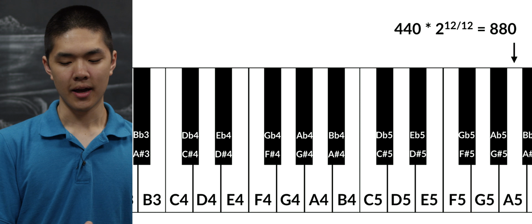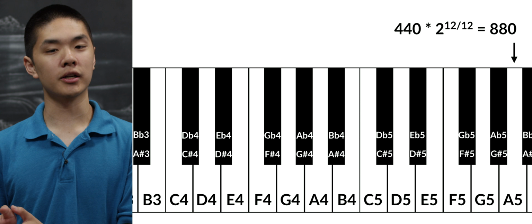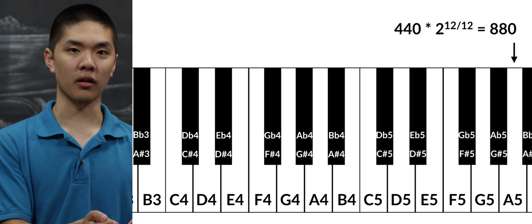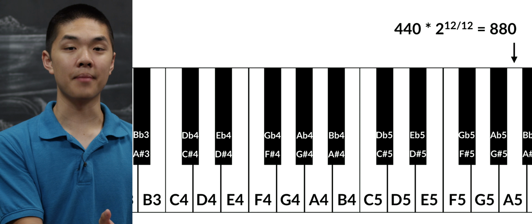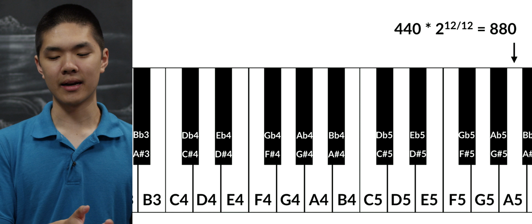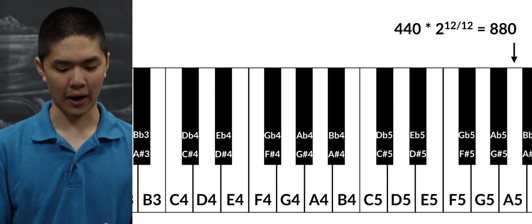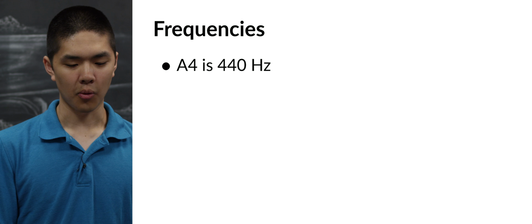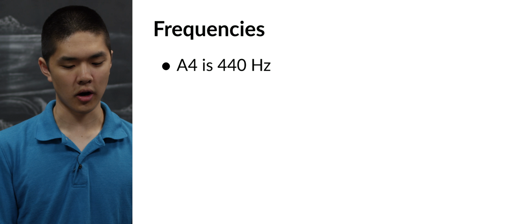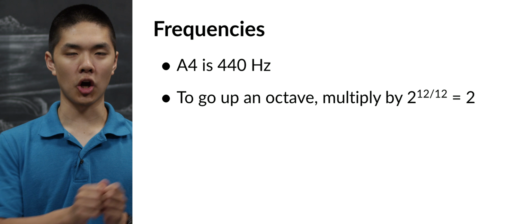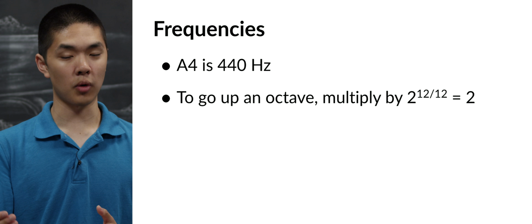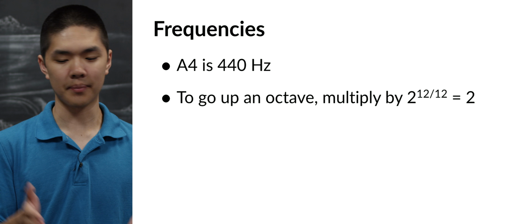So notice here that A5, exactly one octave above A4, all we had to do is take A4's frequency, 440 hertz, and multiply it by 2 to get 880 hertz for A5. So what does this actually mean in terms of frequency? Well, if A4 is 440 hertz, then anytime we want to take a note and go up an octave, we multiply it by 2 to the 12/12, which is just the same thing as multiplying it by 2.